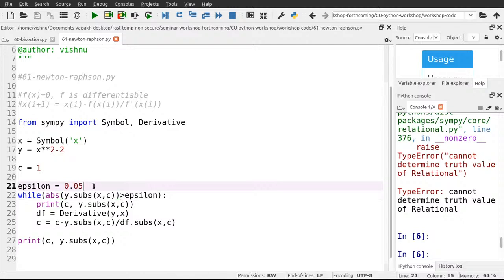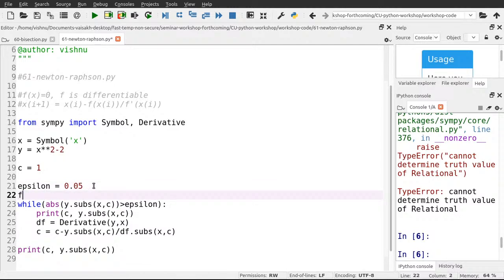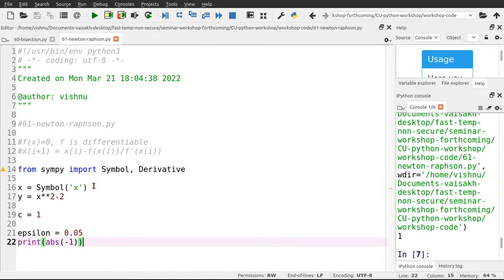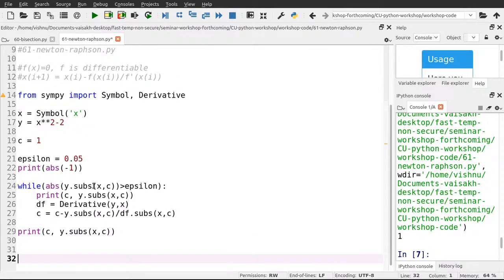I think abs is coming from math, right? I don't know. Let me just print abs of minus 1 to see if abs is coming from the math module or not. No, abs is not. So the absolute value, here it is: the absolute value of y with c substituted in place of x. While the absolute value of this is greater than epsilon, this should be tried. And why is it giving the error like this?